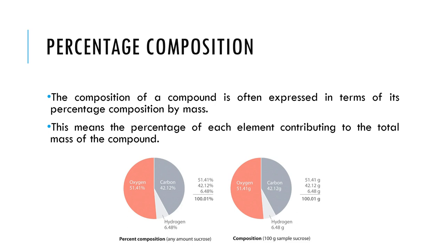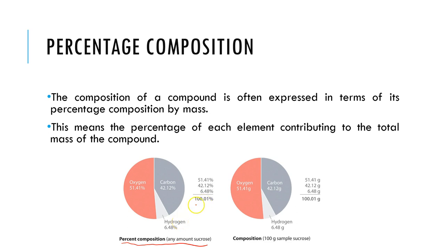And if we look at that, it means that if we assume we have 100 grams of substance, then our percentages can become grams. If we look at these pie charts here, this first one says percentage composition of any amount of sucrose. So it doesn't matter how much there is. There could be 50 grams, there could be 1500 grams, it doesn't really matter. And 51.41% of that mass would be oxygen. 42.12% of that mass would be carbon, and 6.48% of that mass would be hydrogen.